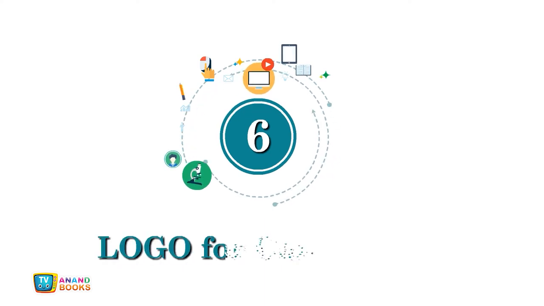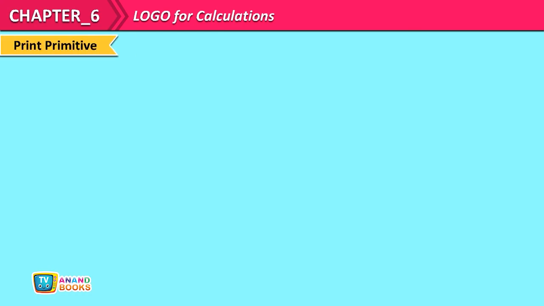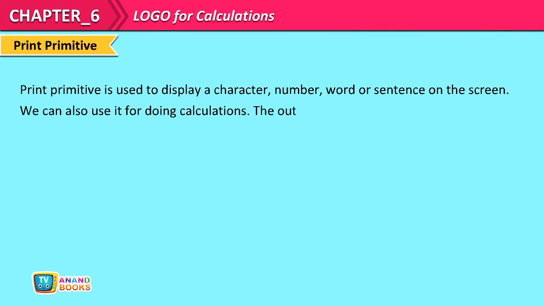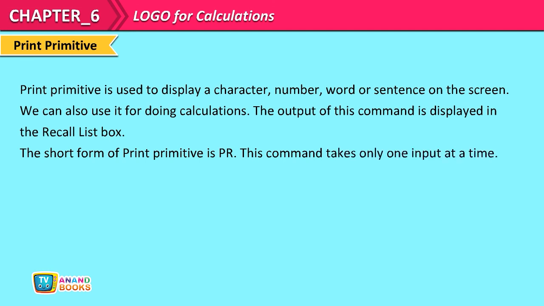Chapter 6. Logo for calculations. Print primitive. Print primitive is used to display a character, number, word, or sentence on the screen. We can also use it for doing calculations. The output of this command is displayed in the recall list box. The short form of print primitive is PR. This command takes only one input at a time.